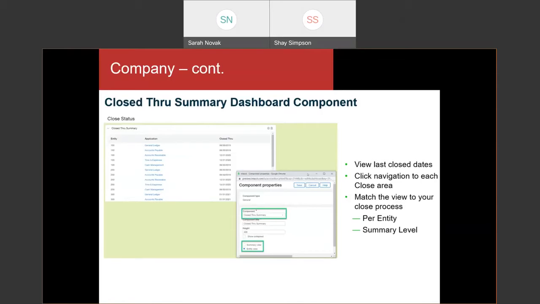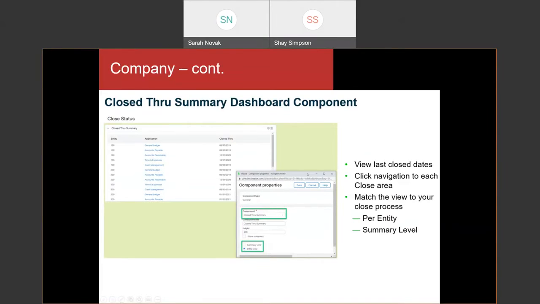All right. Looks like most people are closing their books monthly. Great job, everyone. Yes, that's what we want to see. Absolutely. All right. Well, thank you guys for that.